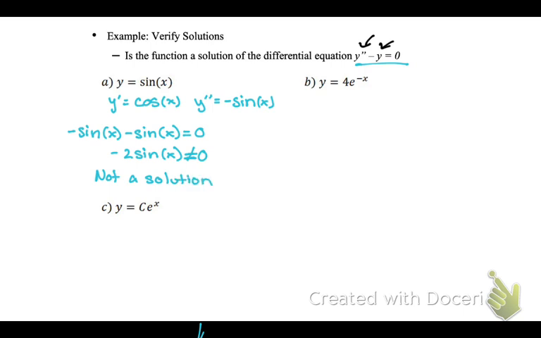So whatever they say the differential equation is, that's what you need to have, and you're plugging them in. So if it was y prime minus y, you just need to find the first derivative. If it was y triple prime, so the third derivative. Okay.